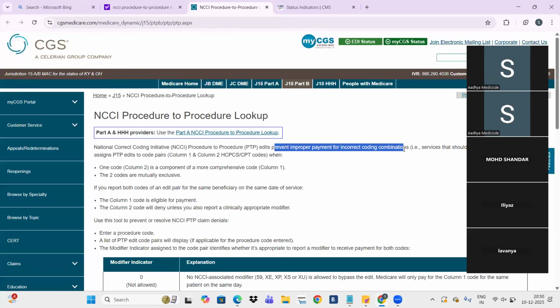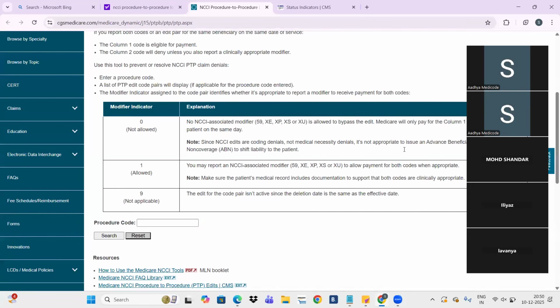Like, whether the two procedures can be coded together or not, we need to check before coding. If the two procedures should not be coded together, we need to skip the second procedure, the one included in the primary. If we can code, we need to check whether any modifier is applicable or not, or directly we can code. Total we have 3 edits. These are the edits, guys.